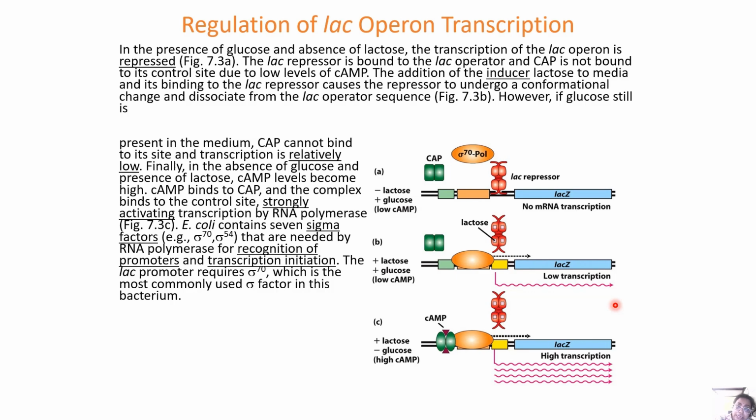However, if glucose still is present in the medium, CAP cannot bind to its site and transcription is relatively low. Finally, in the absence of glucose and presence of lactose, cAMP levels become high. cAMP binds to CAP and the complex binds to the control site, strongly activating transcription by RNA polymerase.